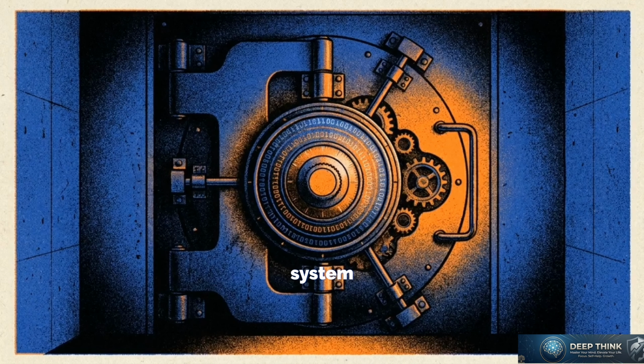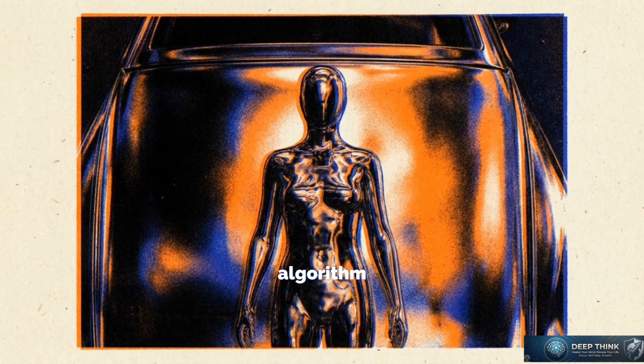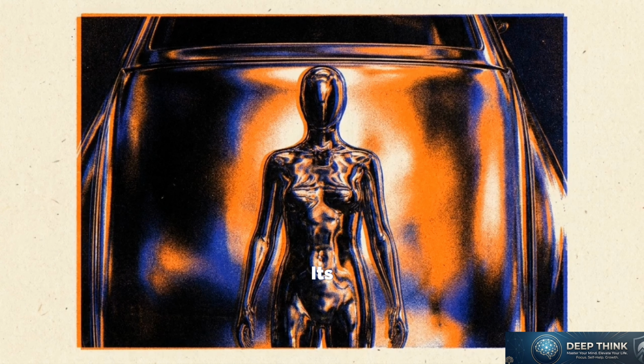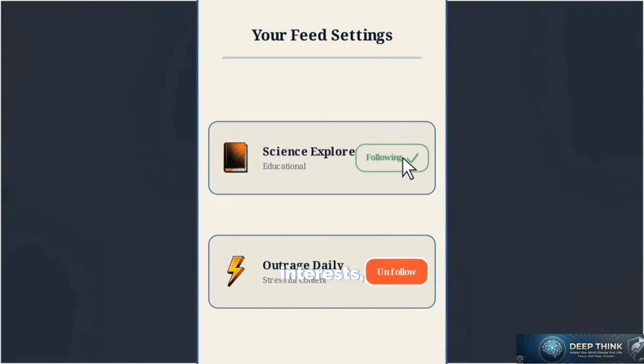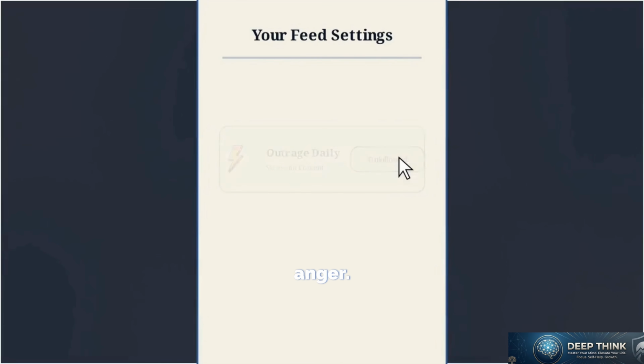Pushing back against this system requires effort. Tech companies guard their specific equations and mathematical weights as tightly as nuclear codes, but the math has one distinct vulnerability. An algorithm is ultimately a mirror. Its calculation relies entirely on the behavioral data you feed into it. You can actively mold your own feed. Seek out and follow educational accounts that align with your actual interests, and intentionally unfollow sources that trigger stress or anger.